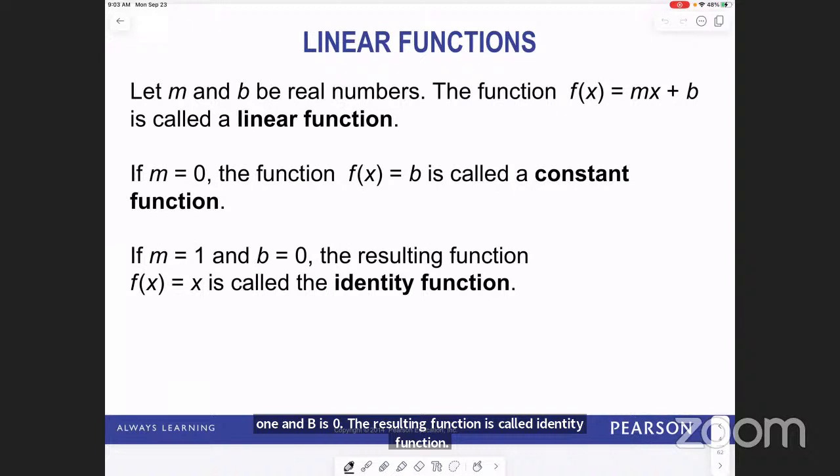So within the category of linear functions, we have two main base functions. The very first one is really the constant function. Again, that's just going to be a flat horizontal line through y equals whatever that number is, right?